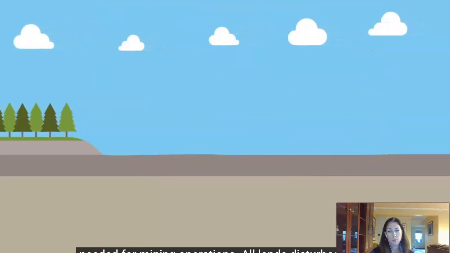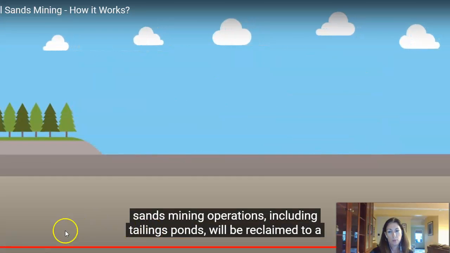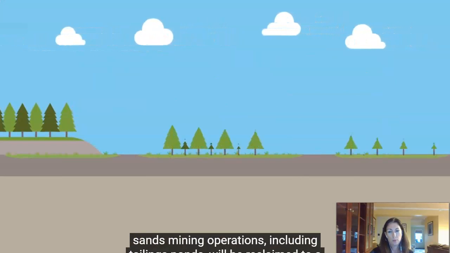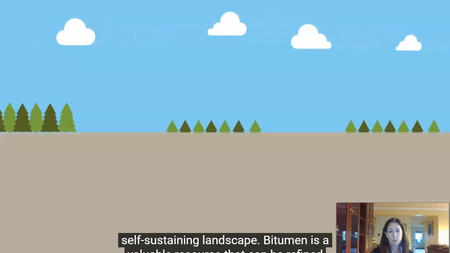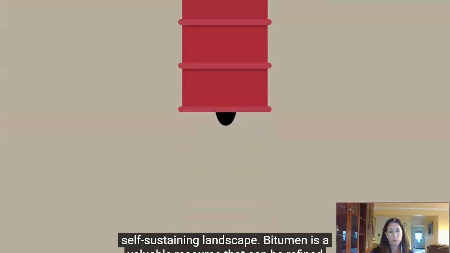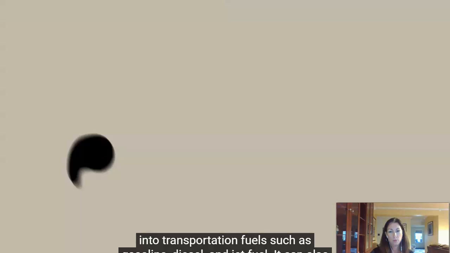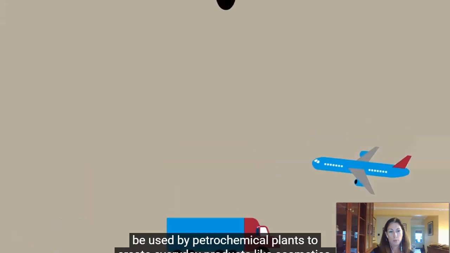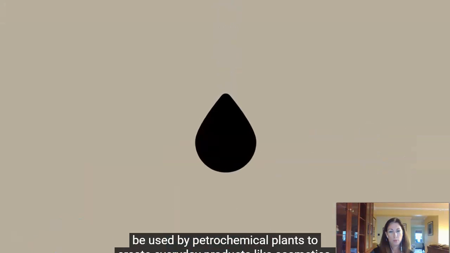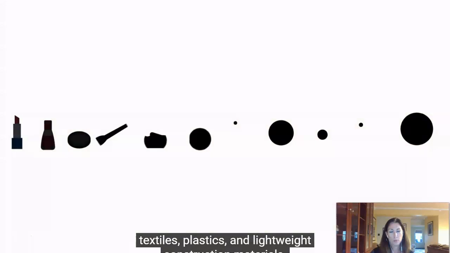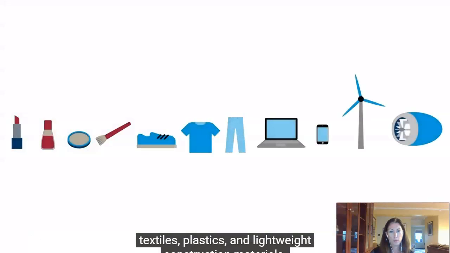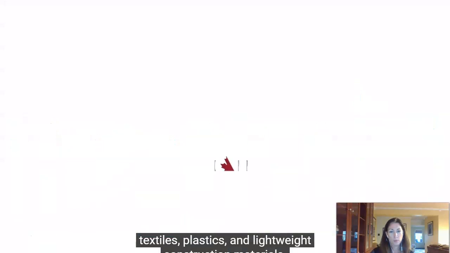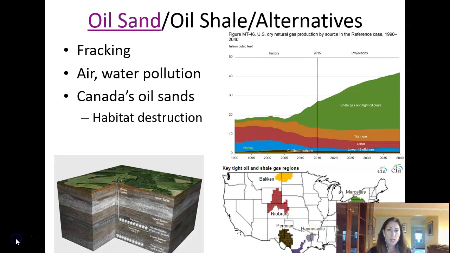All lands disturbed by oil sands mining operations, including tailings ponds, will be reclaimed to a self-sustaining landscape. Bitumen is a valuable resource that can be refined into transportation fuels such as gasoline, diesel, and jet fuel. It can also be used by petrochemical plants to create everyday products like cosmetics, textiles, plastics, and lightweight construction materials. Learn more at cap.ca.